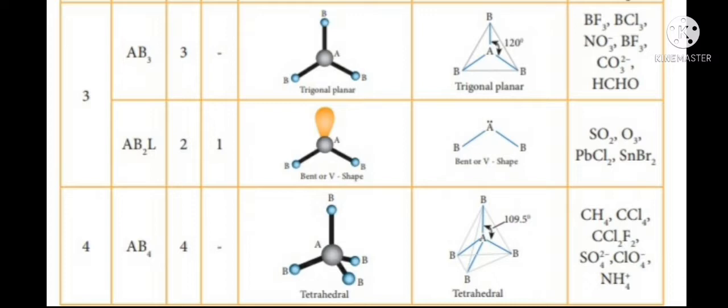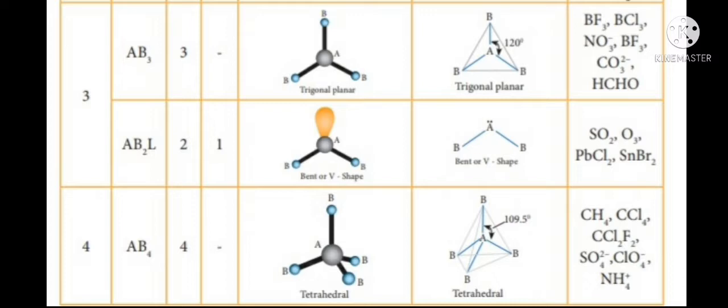Next, let me discuss number of electron pairs equal to 4. The molecule with the formula AB4 contains 4 bond pair electrons and there are no lone pair electrons. This molecule contains 4 AB bonds. Hence, the shape of the AB4 molecule is tetrahedral. The molecular geometry is shown here.